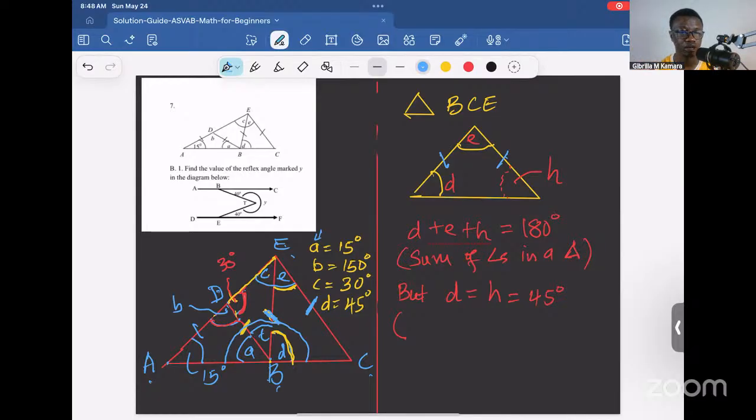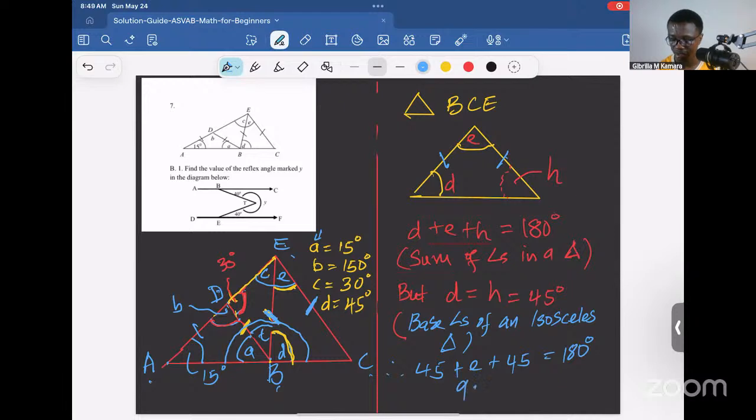That is an isosceles triangle. Okay? So we say base angles of an isosceles triangle are equal. So if we know D and H are 45, therefore this becomes 45 from that equation, plus E, which we are looking for, then plus another 45 is equal to 180 degrees.